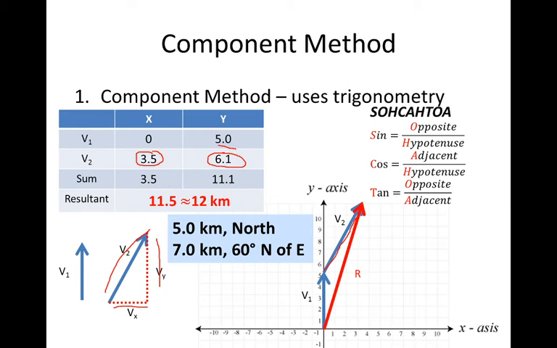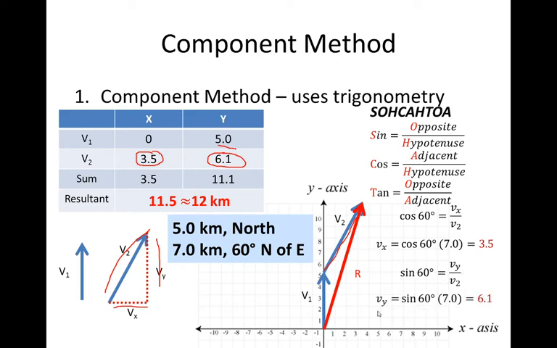So how do we do that? Again, using SOHCAHTOA, just like what we had a while ago. To compute the x component of vector 2, we have cosine 60 equals V2x over V2. So cross multiply, we have V2x is equal to cosine 60 degrees times 7 equals 3.5. And then for our y value, sine 60 is equal to V2y over V2, so cross multiply, we have V2y is equal to sine 60 times 7, which is equivalent to 6.1. So we now have 3.5 for our V2x and 6.1 for our V2y.